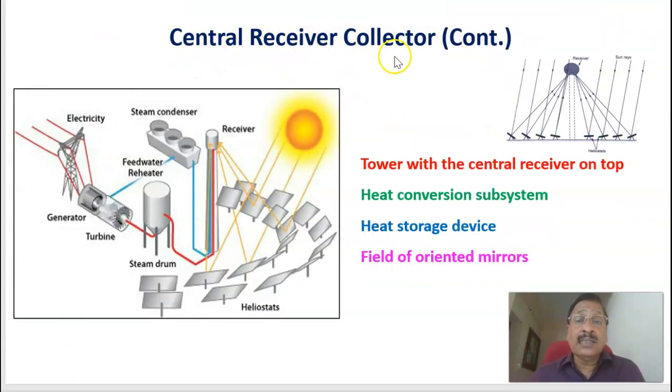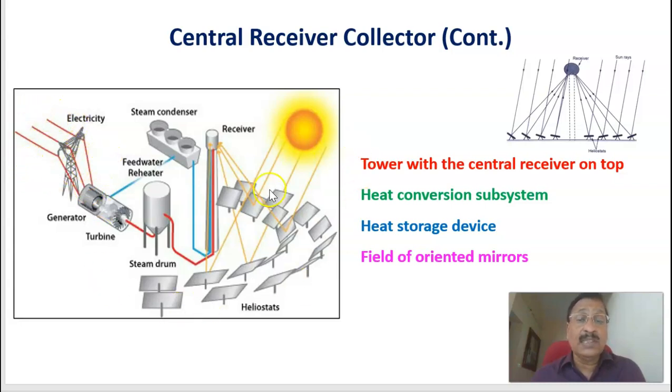Continuing the central receiver collector mechanism, as I already explained here, there are mirrors that can be tilted and concentrated on the top of the tower. The fluid flowing through the receiver gets heated, and that heated energy goes through a heat exchanger, which converts it into steam. The steam goes to a turbine coupled with a generator, and electrical power can be generated like that.